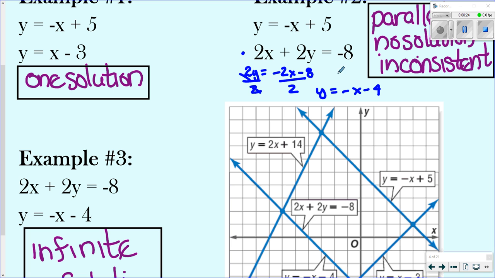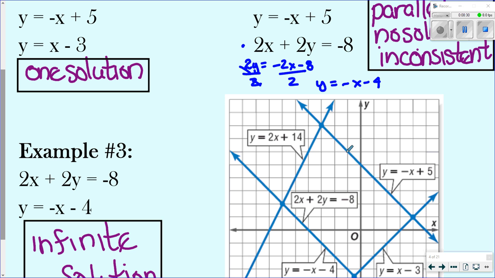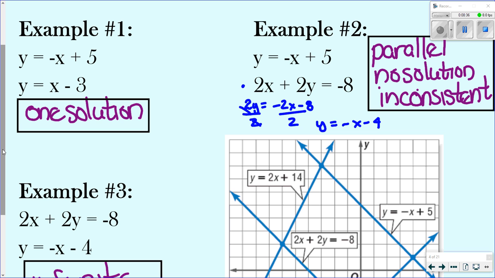So notice how they have the same slope? Ding, ding, ding. If it's the same slope, then the lines are parallel. So yes, they're parallel. When lines are parallel, they'll never intersect. They'll never meet at a point. That means there'll be no solution between the 2 of them, and it's inconsistent. So remember, inconsistent is always attached to parallel lines.